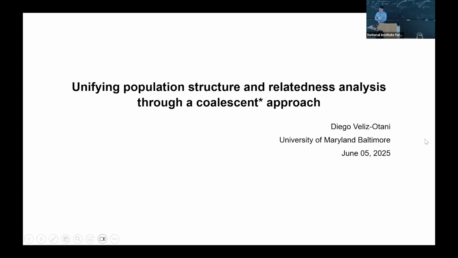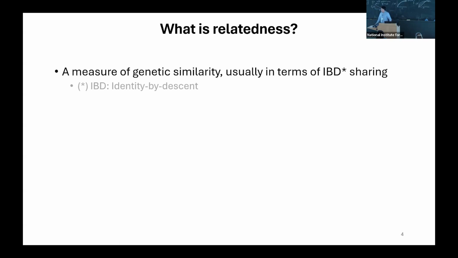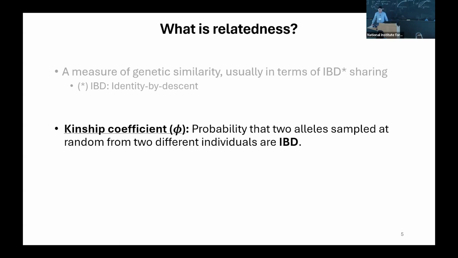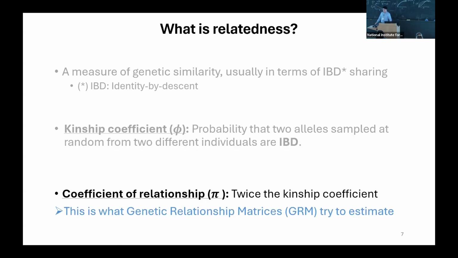So the title of the presentation I will show you now is Unifying Population Structure and Relatedness Analysis through a Coalescent Approach, with a big asterisk on coalescent. And well, first of all, what is relatedness? It's simply a measure of genetic similarity, usually in terms of identity by descent, and there are many ways to measure relatedness. Two of the most common ways are the kinship coefficient, which is the probability that two allele samples from different individuals are IBD, and the coefficient of relationship, which is twice the kinship coefficient.